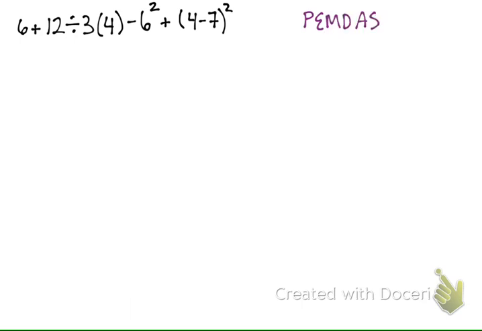So P is for parentheses. We're going to go through, do all of our parentheses first, all the operations inside parentheses. So we have this 4 minus 7. That gets us negative 3, and it's still inside parentheses because we haven't squared it yet. So we're going to drop everything else down.